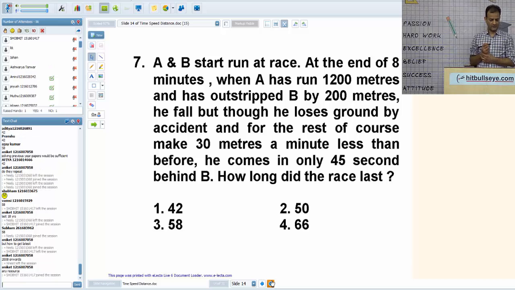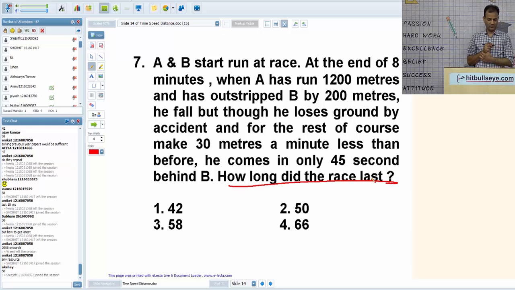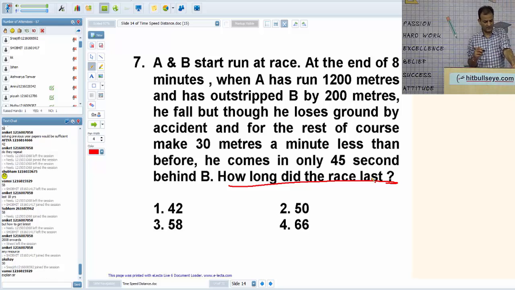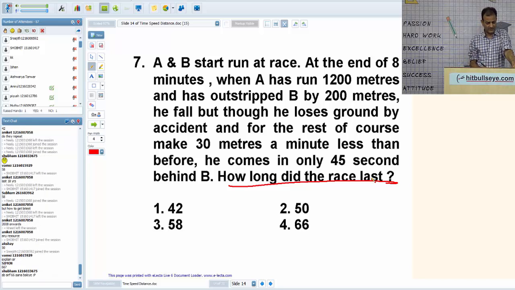Now friends, should I solve? I think Shubham 58, Vamsi 58. Shubham and Vamsi, did you read the question carefully? How long did the race last? So 58 is the time after what? Now, I am explaining, friends. Just see. Yeah, Simon has come with the answer.